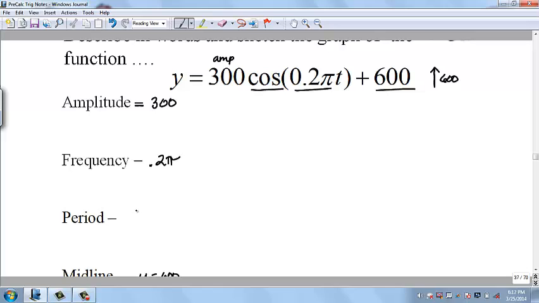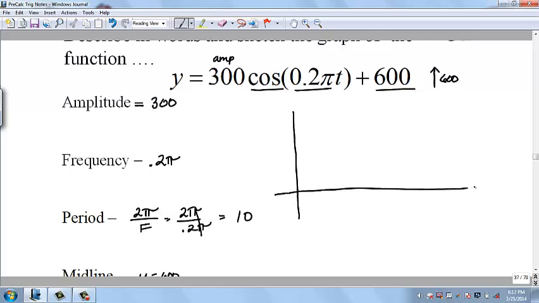And my period is 2 pi over my frequency, or 2 pi over 0.2 pi, and the pi's will cancel out, and 2 divided by 0.2 is 10. Okay, so actually, before we even do anything with this, we can kind of sketch what this looks like. So I'm going to sketch this, and remember, a sketch has to be good, and I'm going to use just quadrant 1, and this is my t-axis because that's my variable, and this is y.